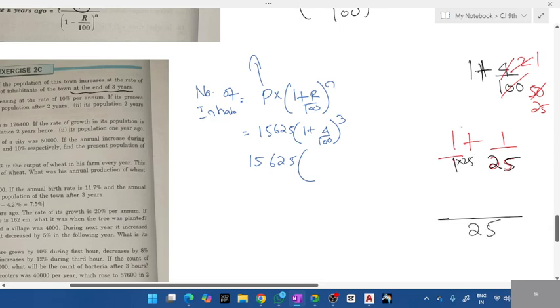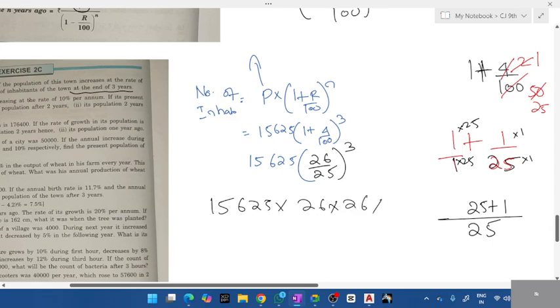Into 25 into 1 and into numerator. What do you get? So 26 by 25, the whole cube, students. So if it is whole cube, how many times you have to multiply? 26 divided by 25 into 25 into 25.